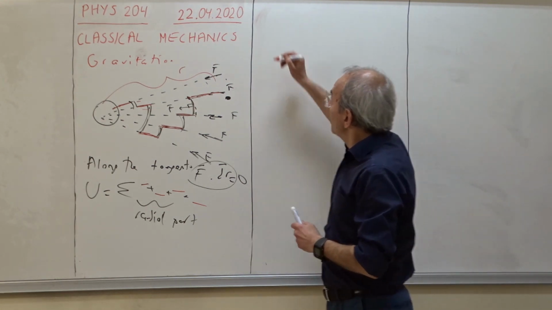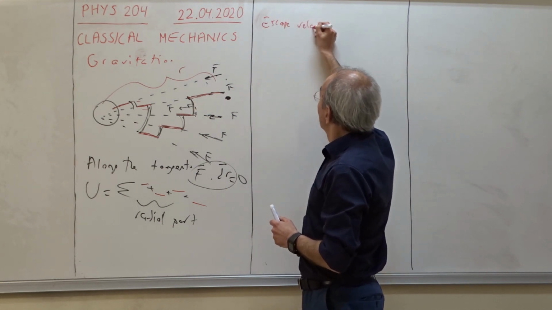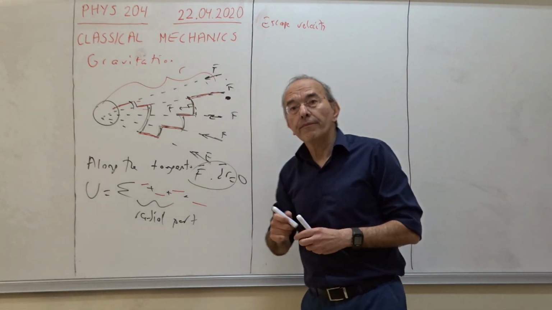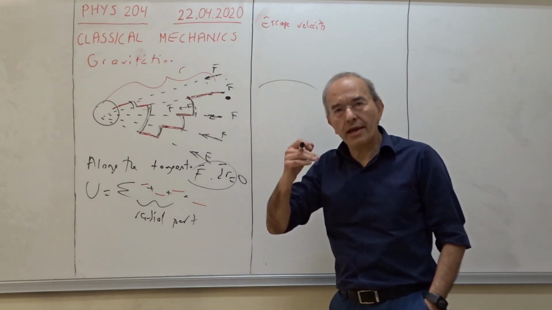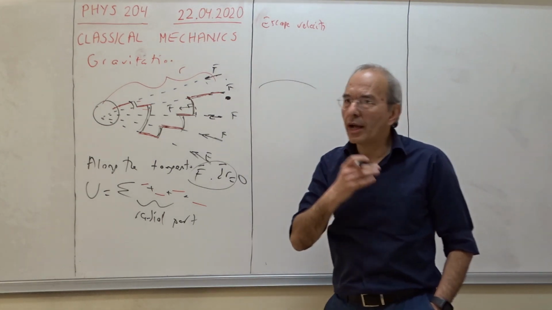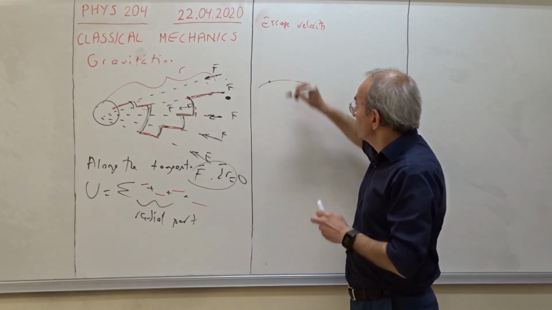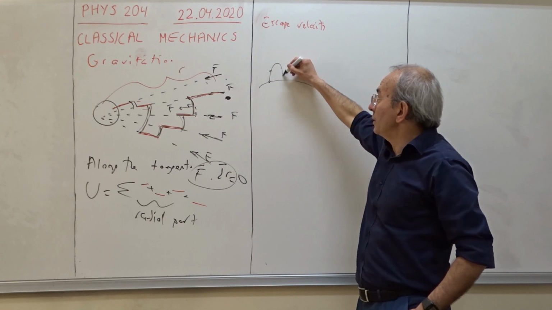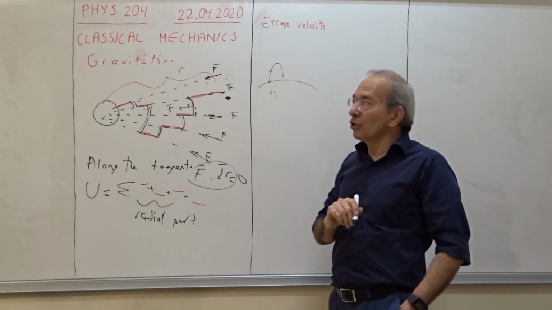The escape velocity is briefly the following concept. For example, on the Earth, if you throw something into the air, perpendicularly upward or in a projectile manner, so this is the object, for instance, if you throw it into the air, it goes to a certain height and, of course, falls back with some initial velocity v1.